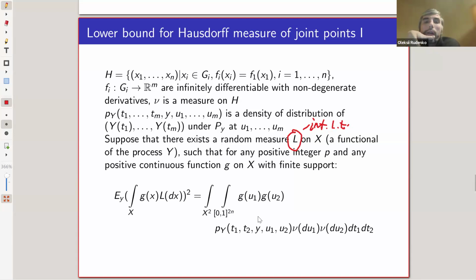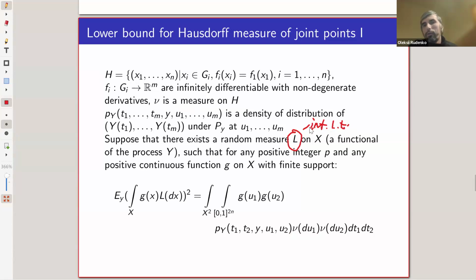And then we also need this relation. So this is just that the square of the integral is written in the following form using the density. It is important that here we have some measure nu. Here I said that it's just any measure, but in fact, when we define this intersection local time, this measure can be found. It is some measure.